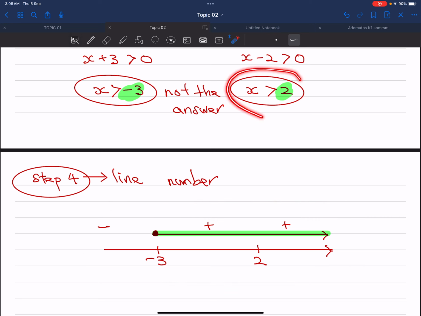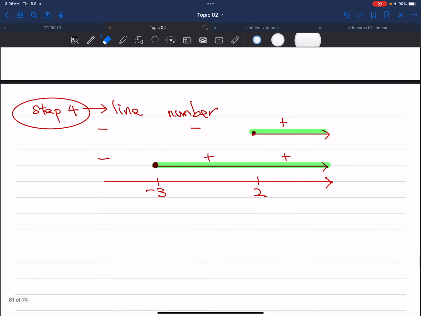Now repeat for the next inequality, x more than 2. I'm going to mark the 2 here. X more than 2, we go to the right hand side. Again, when there is an arrow, you mark positive. When there's no arrow, we mark negative. If you notice, I've marked 2 times. Okay, now watch.